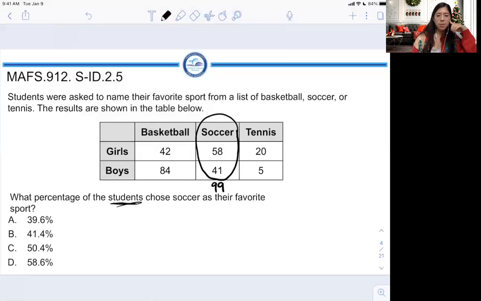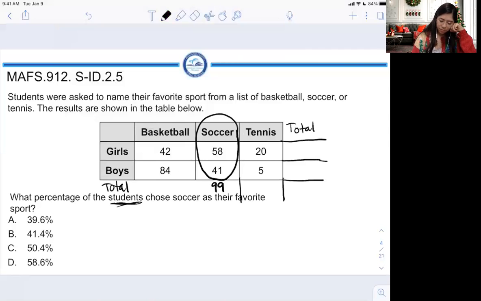So does it tell us how many students answered the survey? No, we had to find it out ourselves. We're gonna figure out by adding. Yeah, we got to add things up to get all our totals. Sometimes the table doesn't have a totals column, so you have to do it yourself. So let's find all our totals.